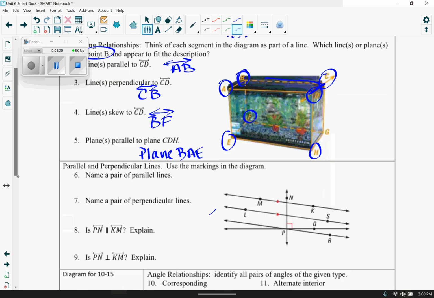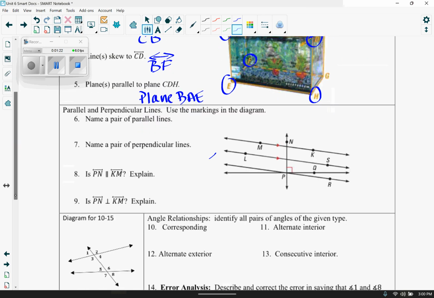All right, scooching down. Parallel and perpendicular lines mark the diagram. Use the markings in the diagram. Pair parallel lines. Well, here's my little arrows, right? So I can say that MK is parallel to LQ. No, LS. LS.